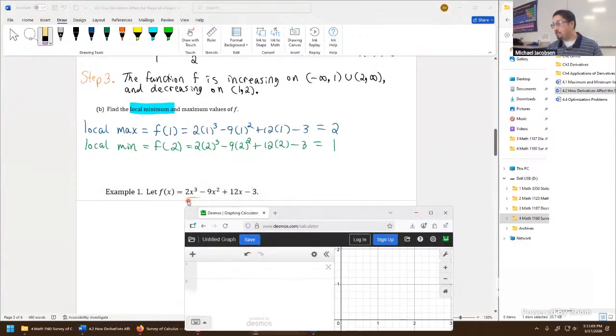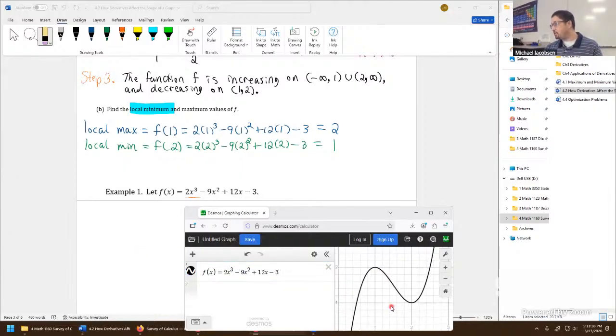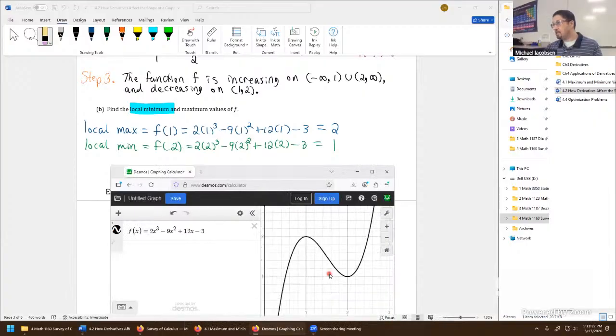Let's import the function f of x equals 2x cubed minus 9x squared plus 12x minus 3. It's kind of a wavy looking function, but here it is. And if we're just looking at the graph, we can absolutely see a local maximum. There it is. The local maximum is at height 2, the second coordinate, and that matches up with what we said over here as well, so that's kind of nice.